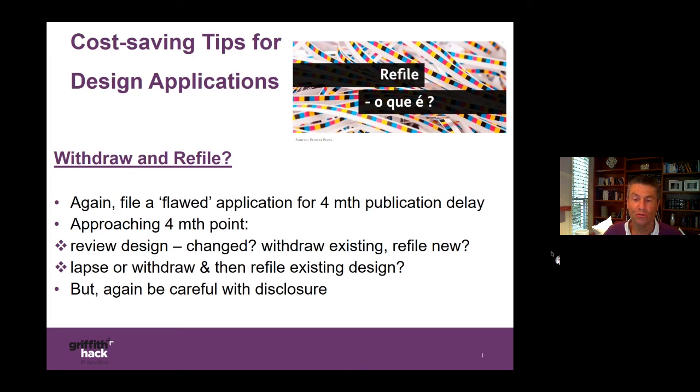Or do you do one of two things? Do you simply not respond to the formalities report and allow the application to lapse, and if you do so it won't publish? Or do you positively withdraw it and then refile the existing design and start the clock again? So all this is a good way of buying yourself time, but the overrider in all of these situations is to be careful and make sure that there hasn't been any inadvertent disclosure to third parties, which is of a non-confidential nature.